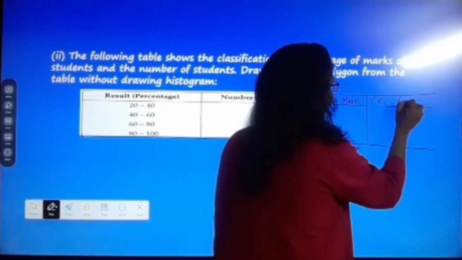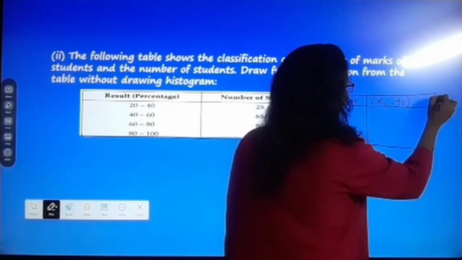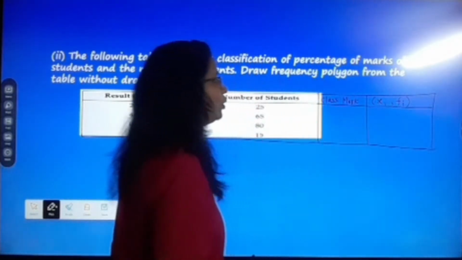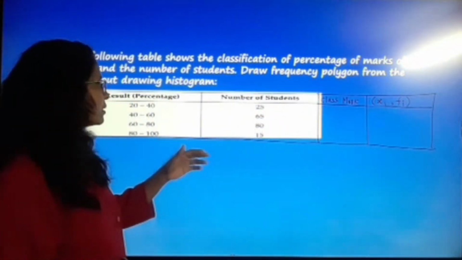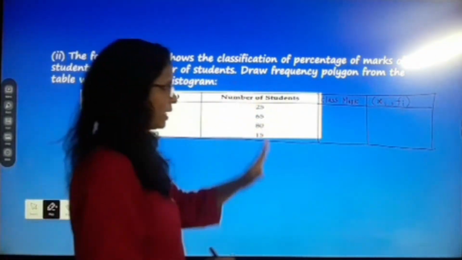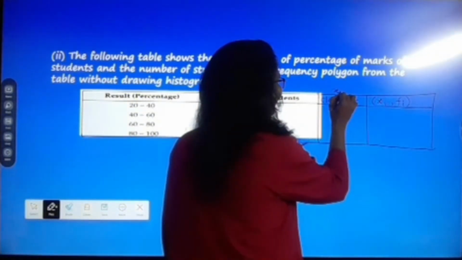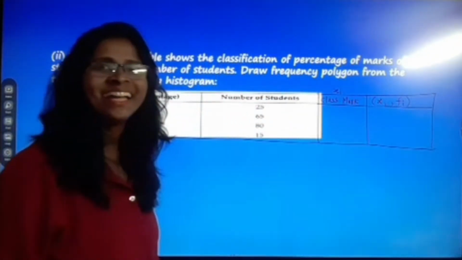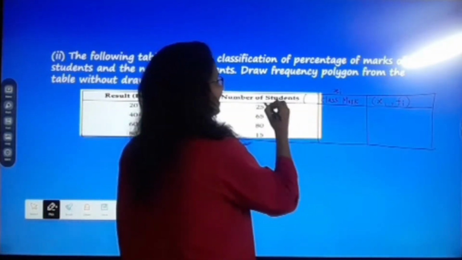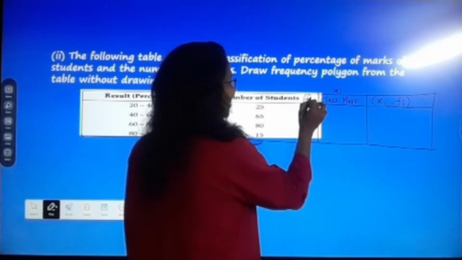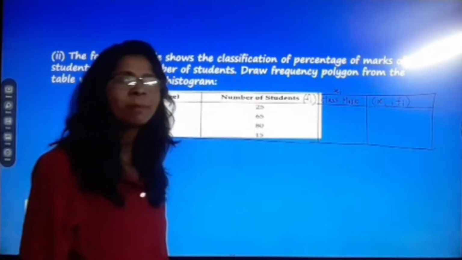Xi fi. Do you understand that? So what is xi fi here, students? Xi means the class mark, and fi means the frequency, that is, the number of students. But how can we calculate the class mark, students?